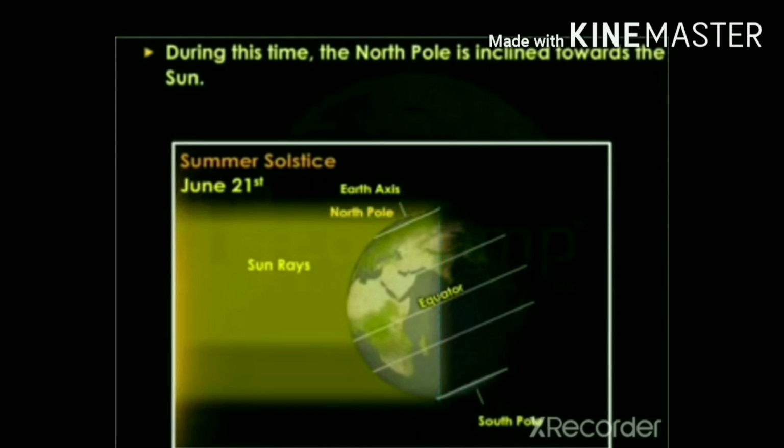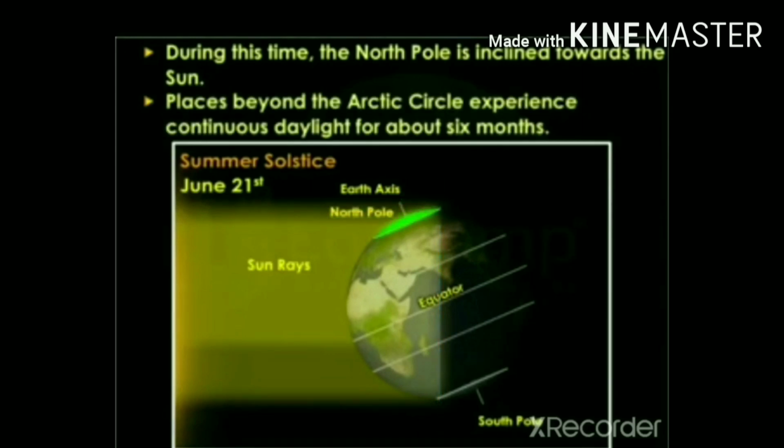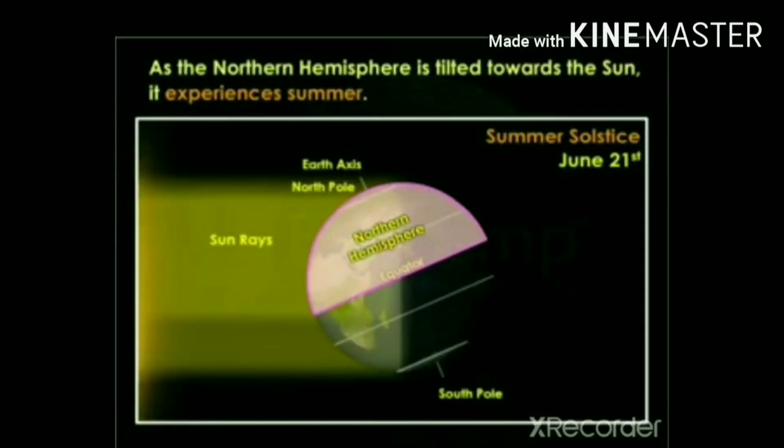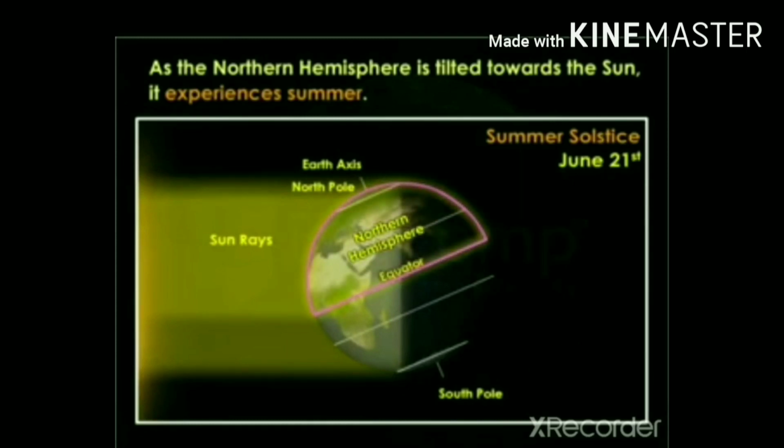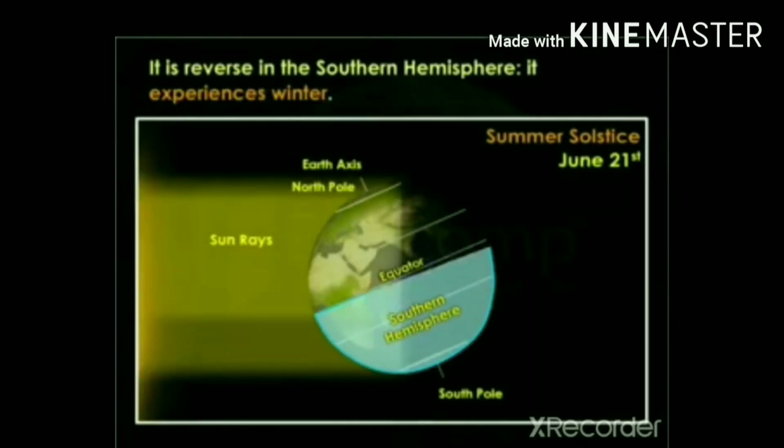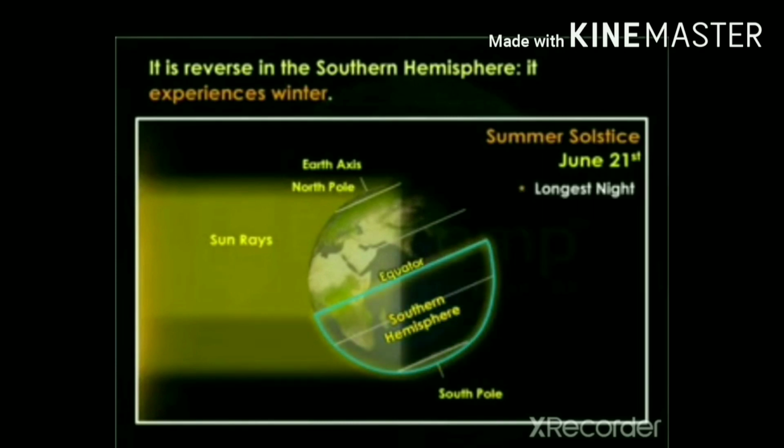Places beyond the Arctic Circle experience continuous daylight for about 6 months. As the northern hemisphere is tilted towards the sun, it experiences summer. 21st June is the longest day and it has the shortest night in the northern hemisphere. It is reversed in the southern hemisphere. It experiences winter. There are longer nights and shorter days. This position is called summer solstice.